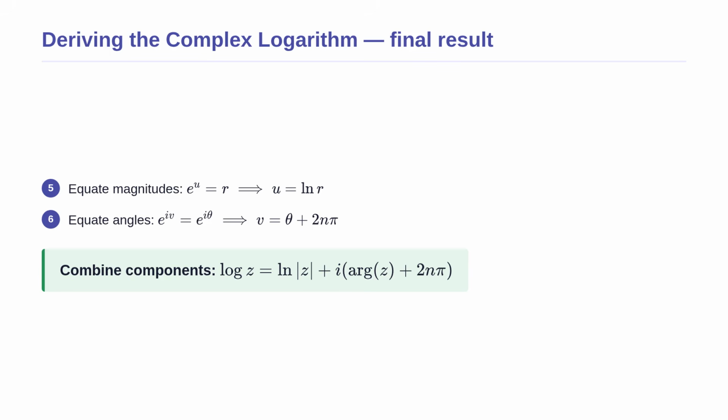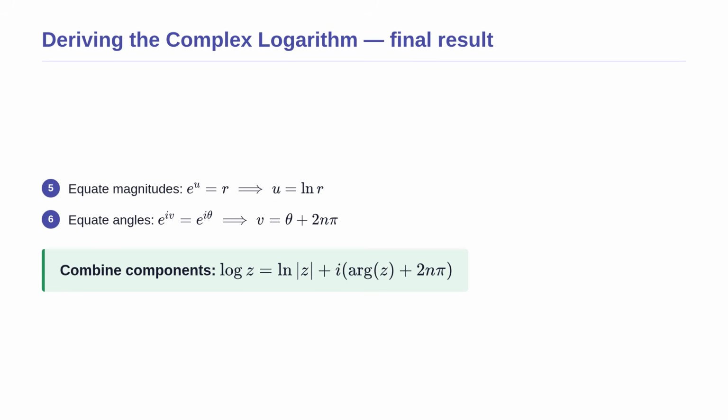Continuing our derivation, we match the real and imaginary components. The structure of the left side perfectly matches the structure of the right side. By equating the magnitudes, we find that u is simply the standard natural logarithm of the length r. By equating the angles, we find that v is equal to the angle theta.